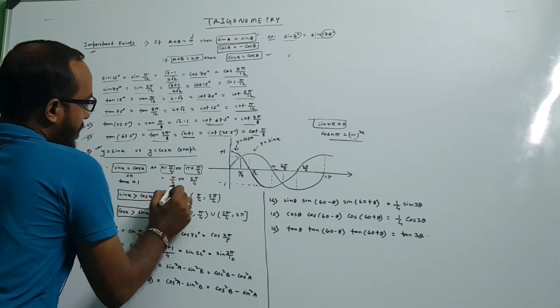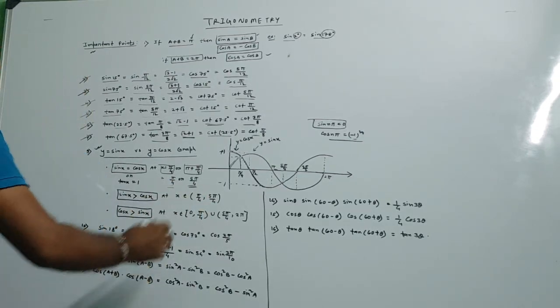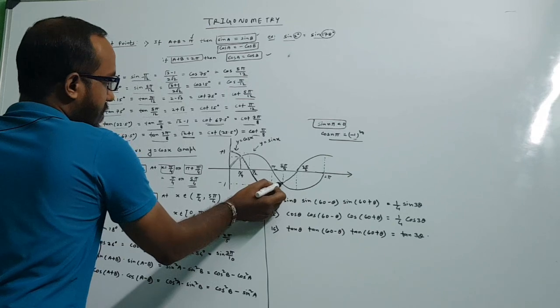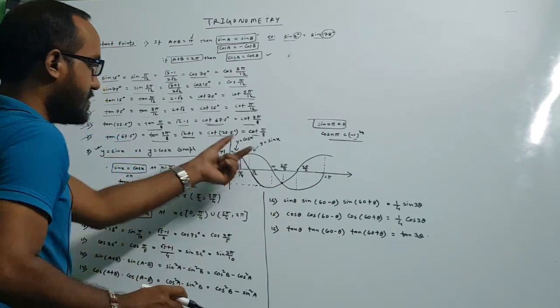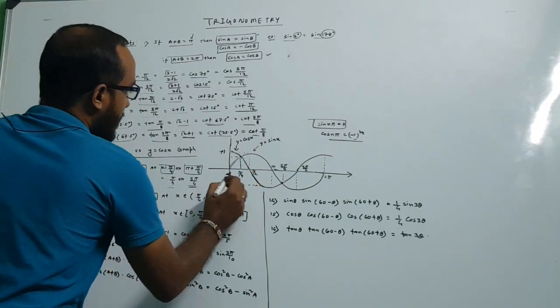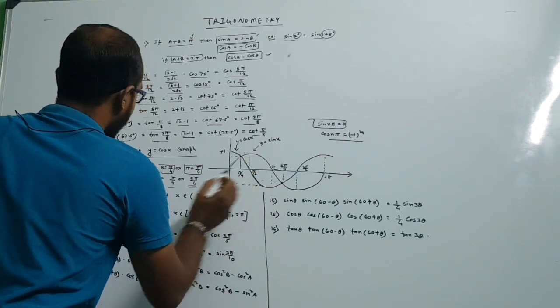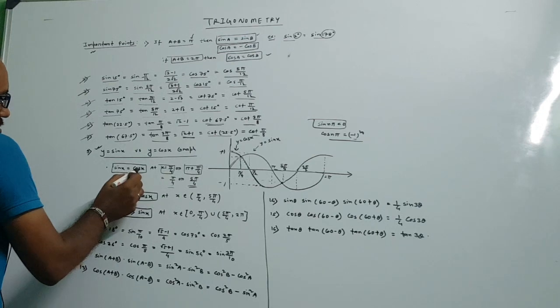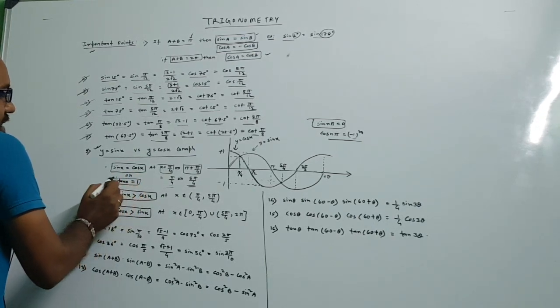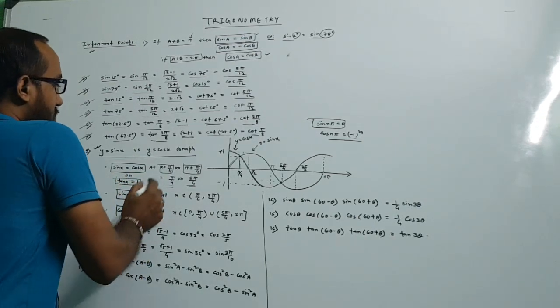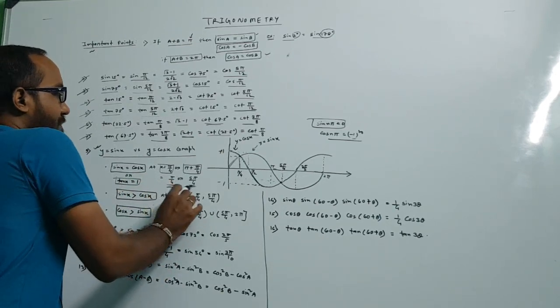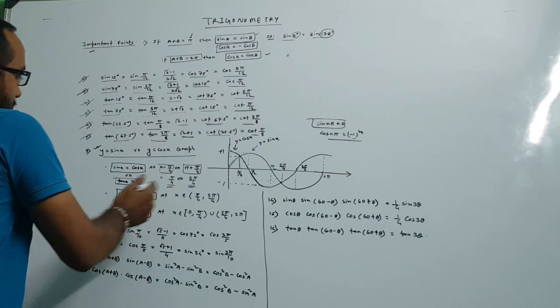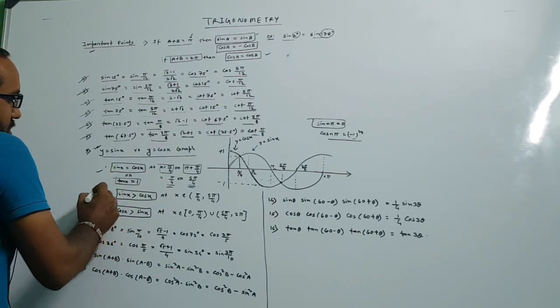So at pi by 4 and 5 pi by 4, the values of sin x and cos x are the same because they are intersecting at that point. If you see the level, their levels are same. Now sin x equals cos x means tan x equals 1. At pi by 4, tan 45 is 1, and tan 5 pi by 4 is 1. So you can apply this logic also.